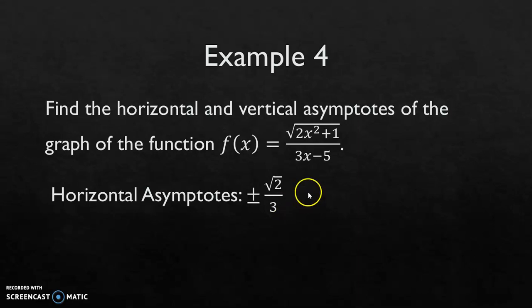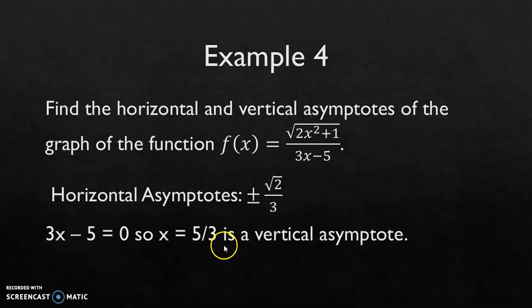Next, I need the vertical asymptotes. And remember, those usually occur at the zeros of the denominator. So I just have to set this equal to 0 and solve for x. Okay, so my vertical asymptote is 5/3.